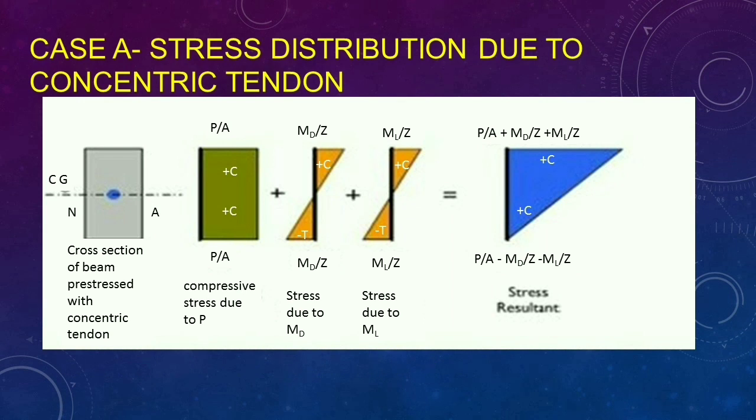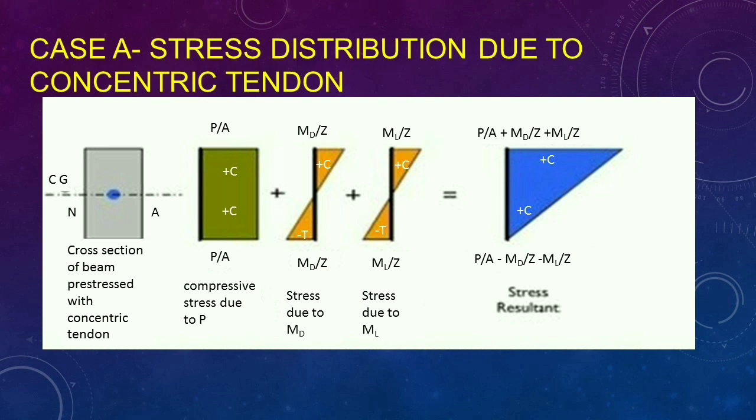Case A, stress distribution due to concentric tension, that is, the center of gravity of steel and concrete coincides in this case. A beam is simply supported over a span of L subjected to a UDL of WL per unit length and self weight of WD per unit length. The final prestressing force is P. The cross section of beam is shown in first figure.